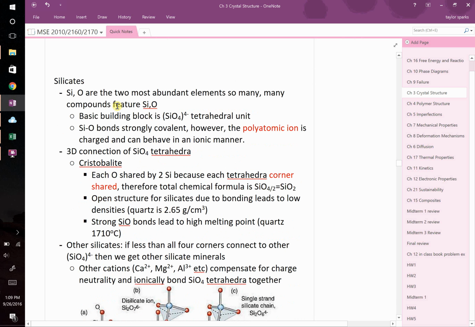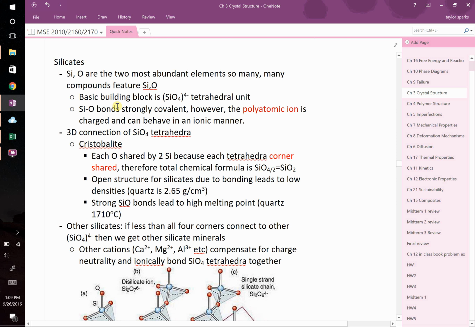Okay, the next class of compounds that we're going to briefly talk about are silicates, and we're going to talk about them because they're everywhere. If you grab a handful of dirt, it has a ton of silicon, aluminum, and probably potassium in it, and oxygen for sure, right? So silicon is just everywhere. Silicon and oxygen are the two most abundant elements on the planet. So it's not surprising that so many different compounds, minerals, things we look at, have silicon and oxygen in them.